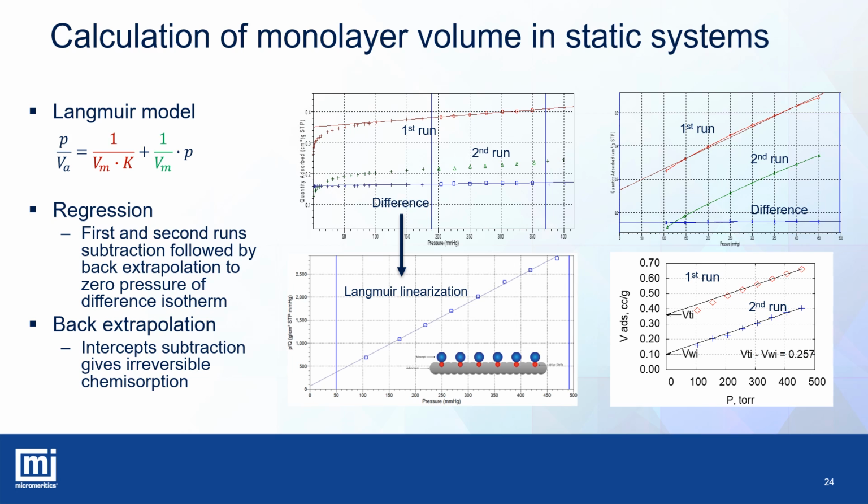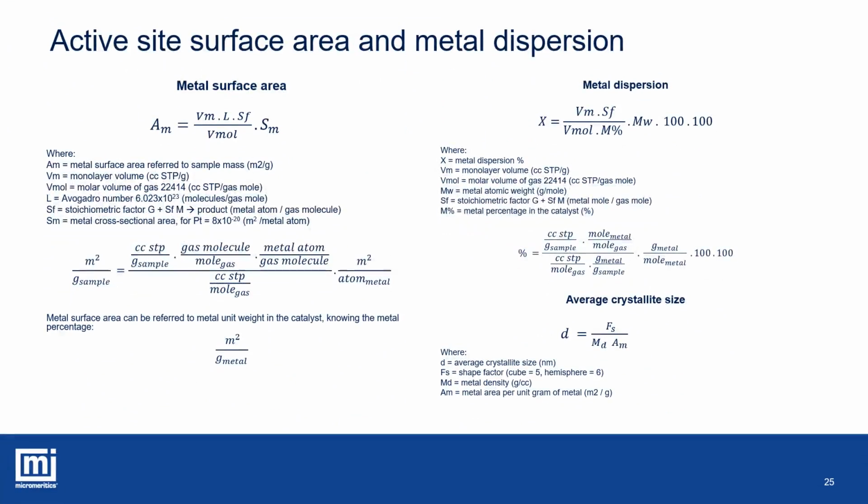Once the monolayer volume is known, applying the stoichiometric factor of the reaction, we can quantify the surface active sites that were involved in the reaction. In the case of supported metal catalysts, three main pieces of information can be achieved: the exposed metal surface, knowing the metal atomic cross-sectional area; the metal dispersion, knowing the total amount of metal present in the catalyst; and the average metal crystallite size, knowing the metal density and applying a shape factor like a cube or a hemisphere.